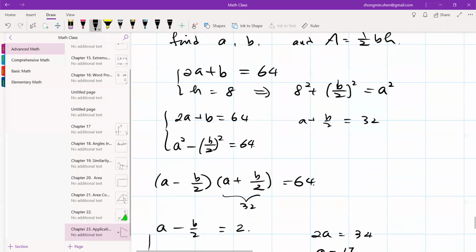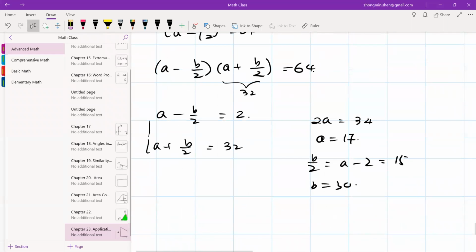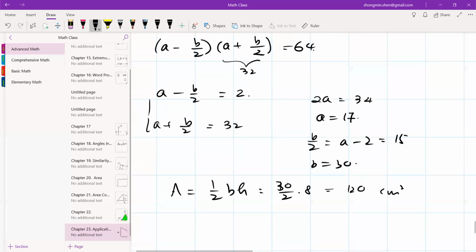So once you find b, then you can get the area. Area is going to be half of b times h, right? Half of 30, h is 8. So 120 square centimeters.